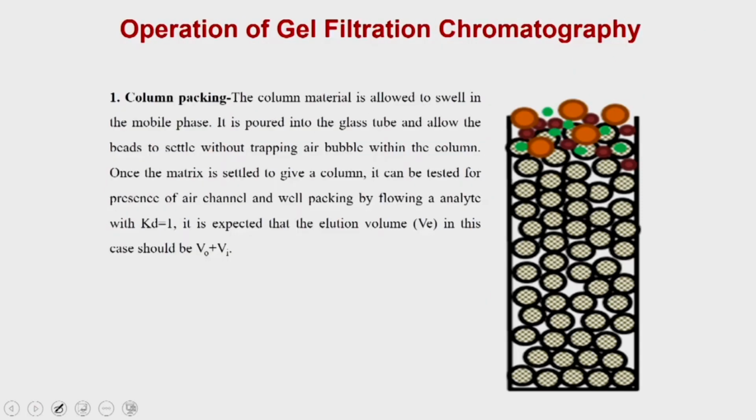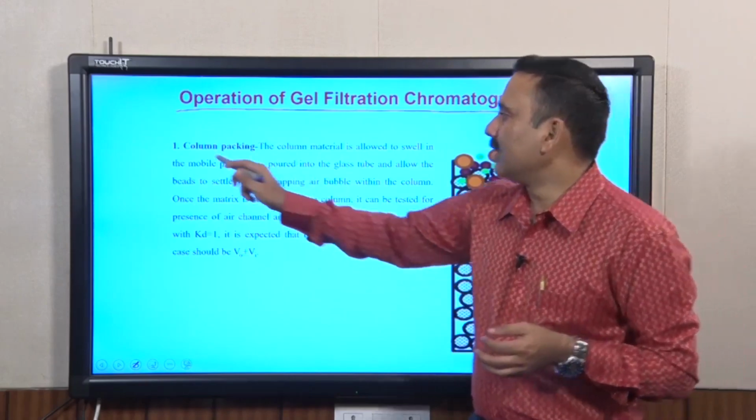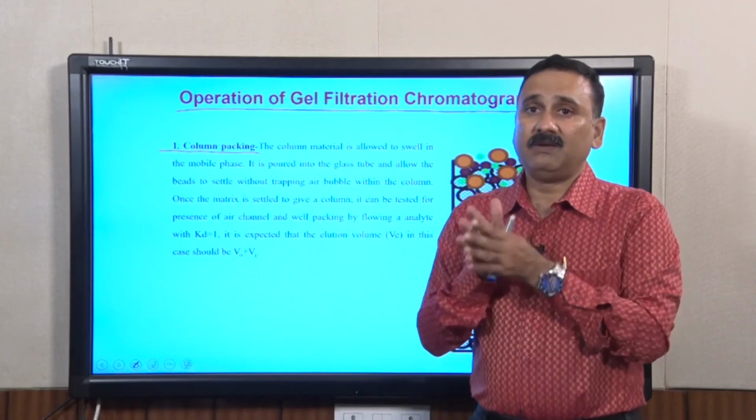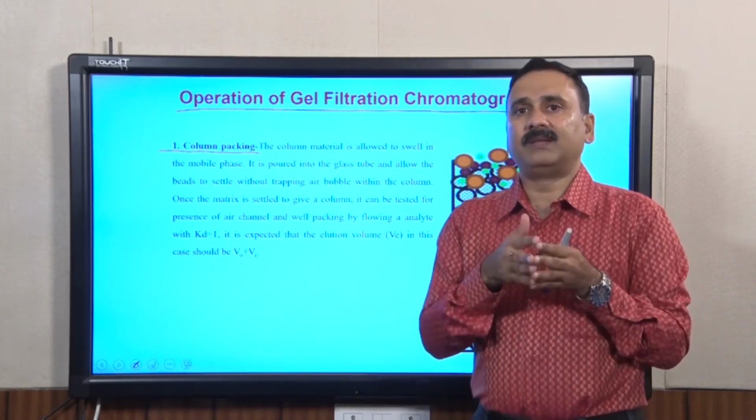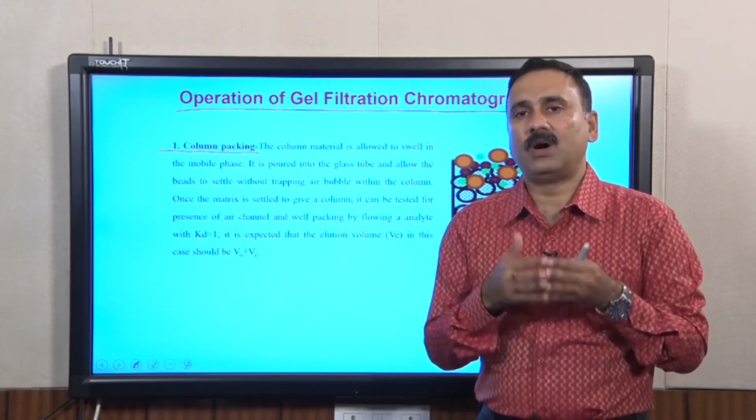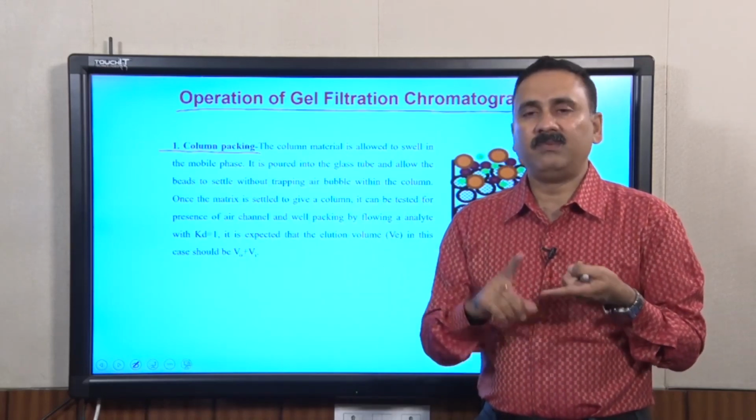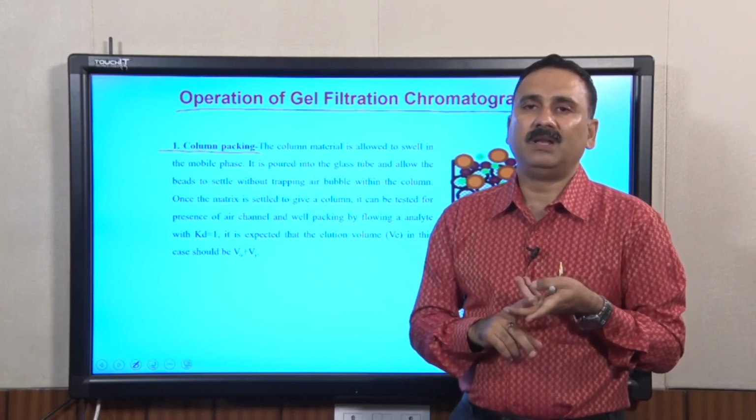Now, let us see how to do the operation of gel filtration chromatography. One of the crucial parameters of gel filtration chromatography is the column packing. So, the first event is that you have to do a column packing. In the column packing of gel filtration chromatography, you have to be very careful. For example, the column material you are going to get from the companies is either present in a liquid phase, or they will probably give you the material as a powder.